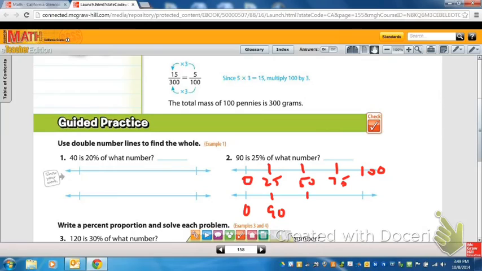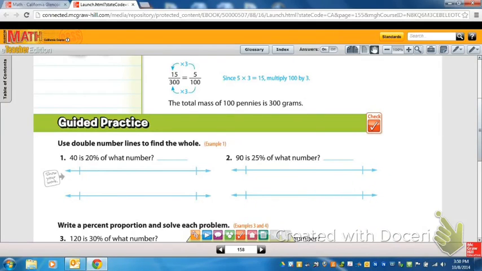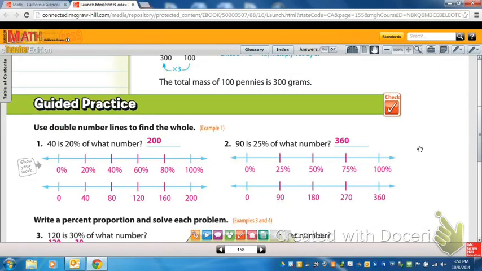And then the next number is going to be a multiple of 90, so 180. Because 90 plus 90 is 180. And then 180 plus 90 is 270. And 270 plus 90 is 360. So 100% would be 360. And there's what it looks like. 90 is 25% of what number? 360.